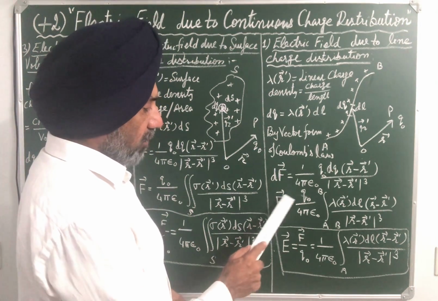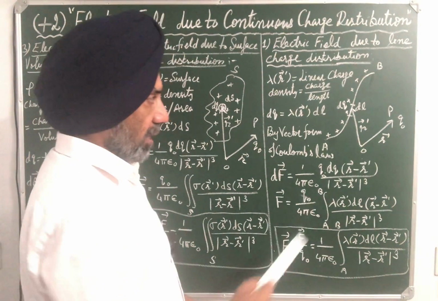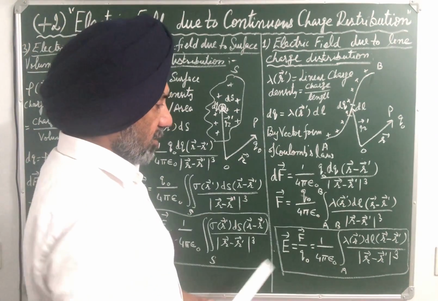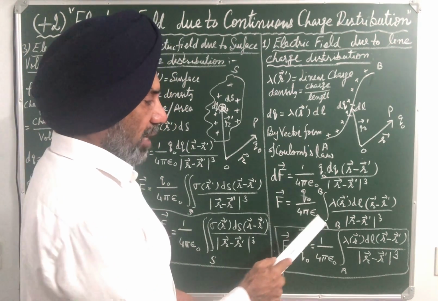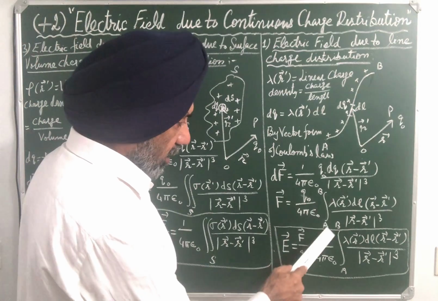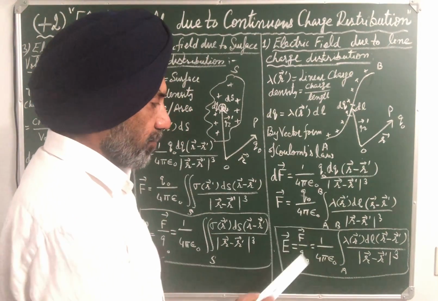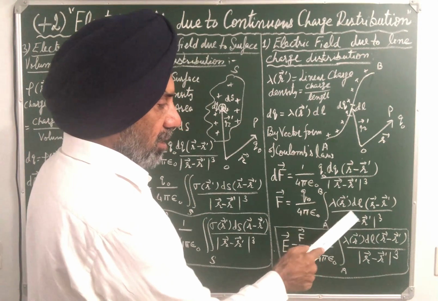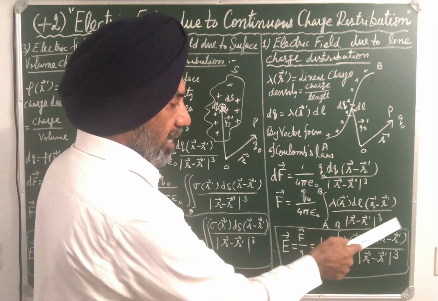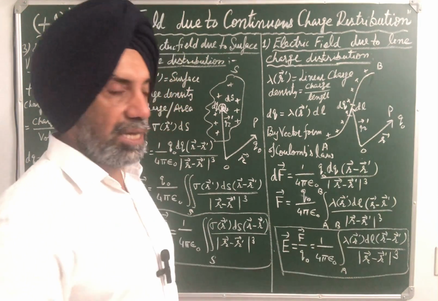Then the total electrostatic force on q naught is given by q naught upon 4 pi epsilon naught, line integral from A to B, because it is a continuous charge distribution so we have to integrate, lambda r dash dl (r minus r dash) upon mod of (r minus r dash) cubed.